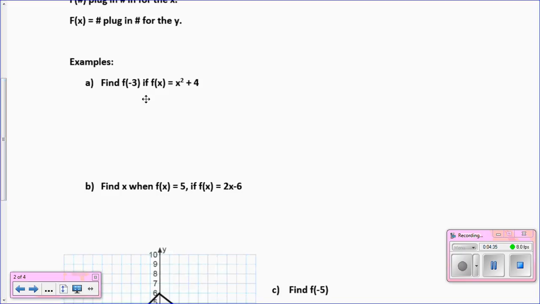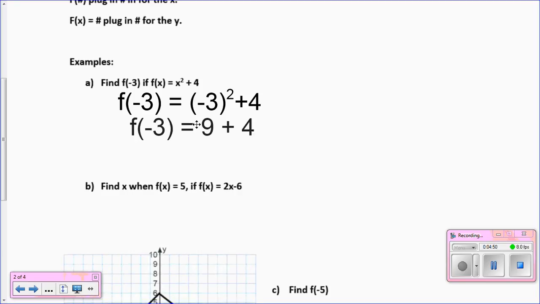Examples. So I have f of -3, and they give me the equation. That means I'm plugging in -3 for this x squared here. So that's what I'm going to do. I'm going to go ahead and square it, which gives me 9 plus 4. So f of -3 equals 13.